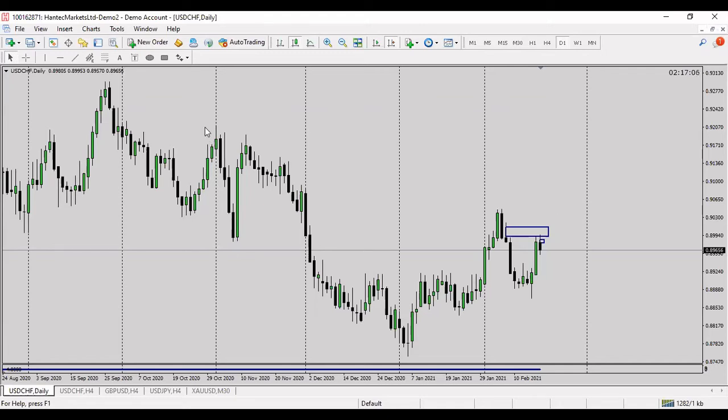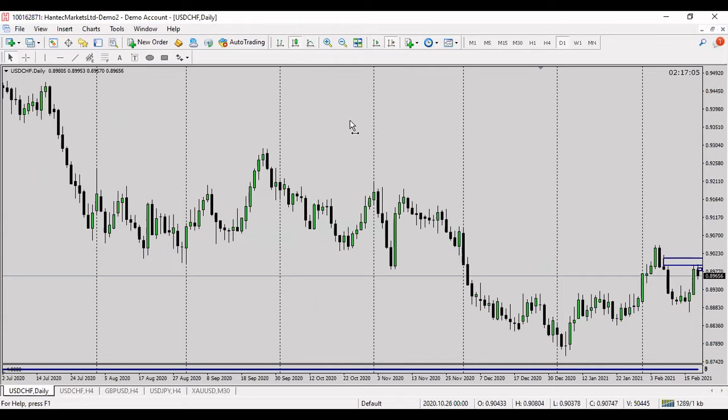We are going to look at a couple of examples and what it means whenever the market trades above a particular high or trades below a particular low. Okay. So let's do some little analysis here.